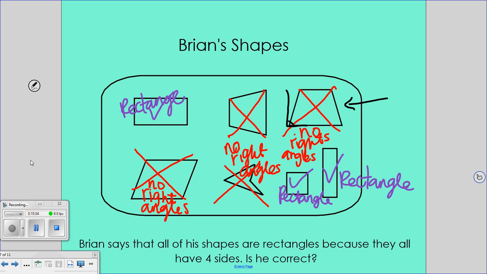It's missing two parallel sides. Yes. Does it have parallel lines? No. It only has one set. It has one set. Where are they? Show me with your arms.